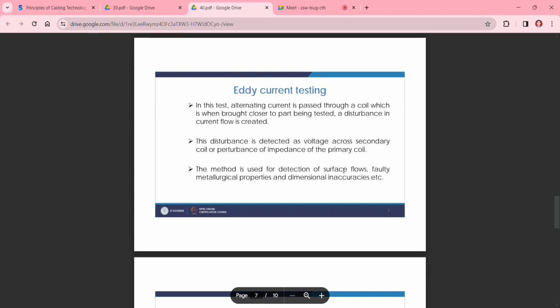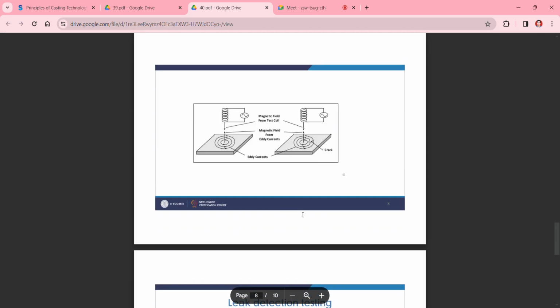Then coming to eddy current testing. In this test, alternating current is passed through a coil, which when brought closer to the part being tested, creates a disturbance in current flow. It is also like magnetic particle testing or magnetic field type of testing. Just what we are doing, we are creating a magnetic field surrounding your casting. So if there is any defect inside the casting, the magnetic field pattern will get changed. Due to that change in pattern, you are going to detect the defects inside the castings.